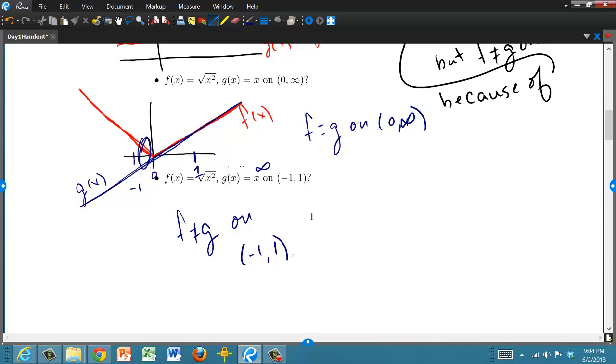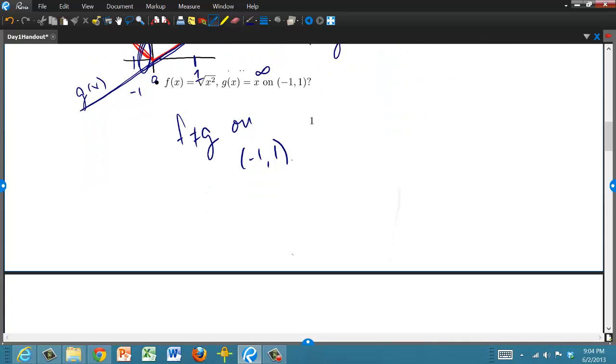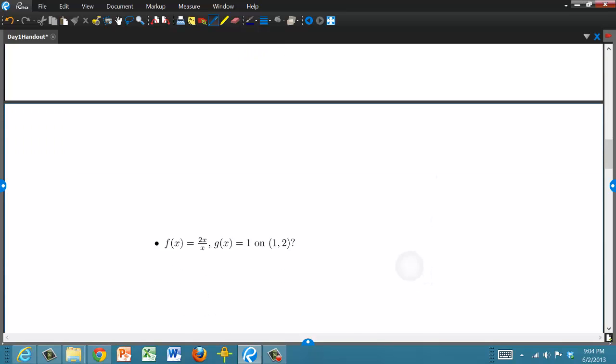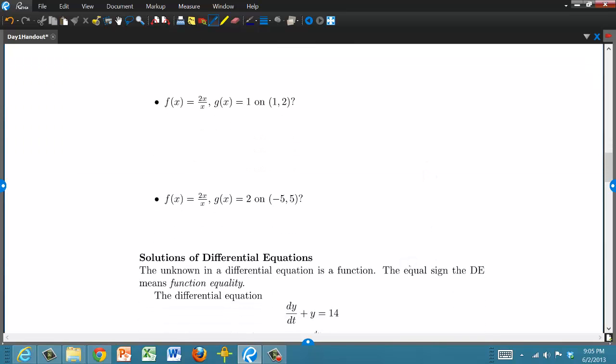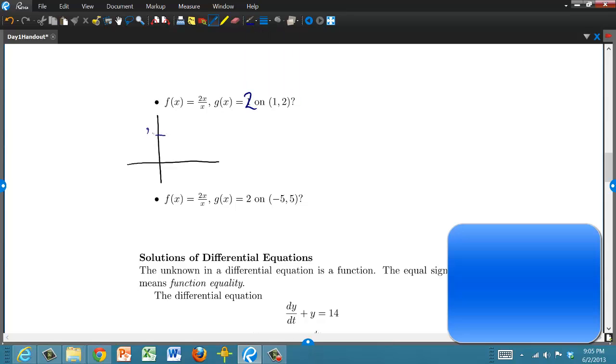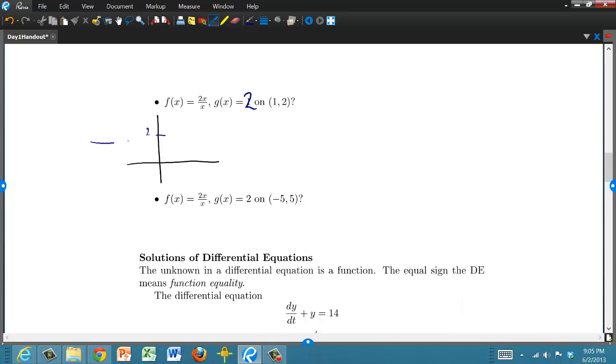So we see that asking about when two functions are the same depends a lot on the interval that we're talking about. What about one that's perhaps more subtle yet? If f of x is, this should be a 2 here, sorry. If f of x is 2x over x and g of x is just the function that's constantly 2, are they the same on the interval 1 to 2? Let's go ahead and plot g of x first. So here's 2, g of x is constantly 2, so it doesn't matter what x I plug in, I get that straight line right there. That's a heck of a nice straight line, if I do say so myself.